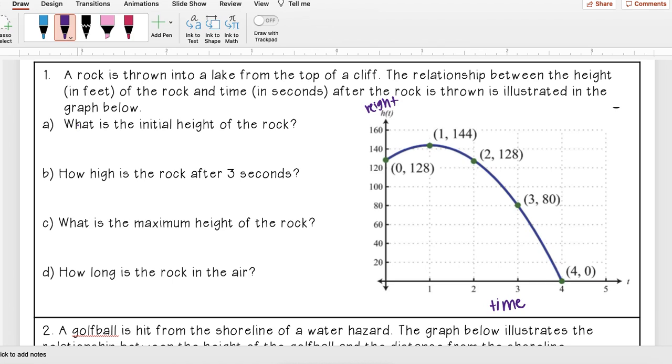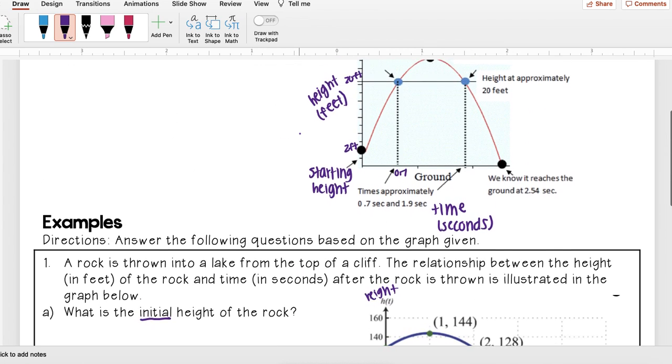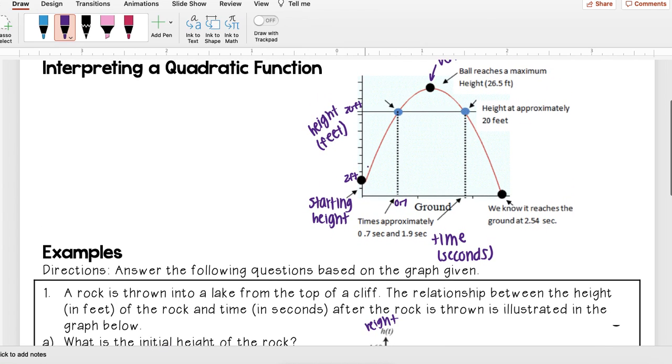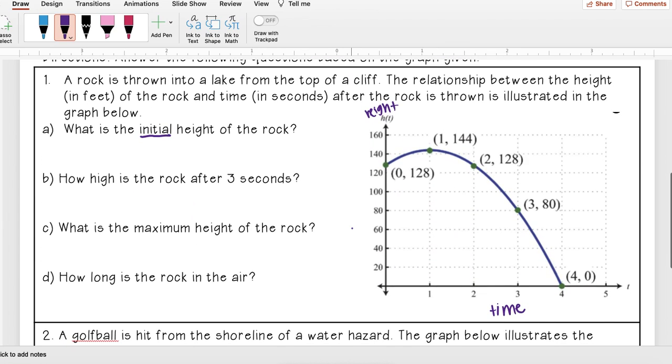First question is, I want to know what the initial height of the rock is. So I want to know how high the rock is when it is first thrown. And if you remember from that first video, the initial starting point, anything like that, it's always going to be your y-intercept where it starts right over here. And so I want to see, okay, where does it start? It starts here, and that's at 128 feet.